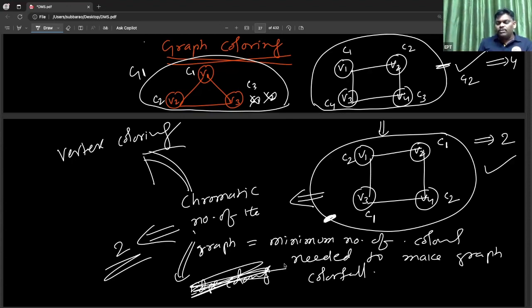Chromatic number of the graph means giving colors to every vertex so that no two adjacent vertices contain the same color, using the minimum number of colors. That is called the chromatic number of the graph, also called vertex coloring. Can I move forward?